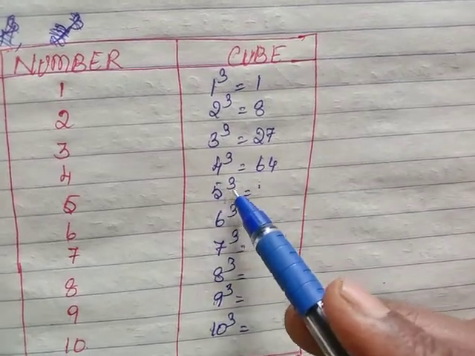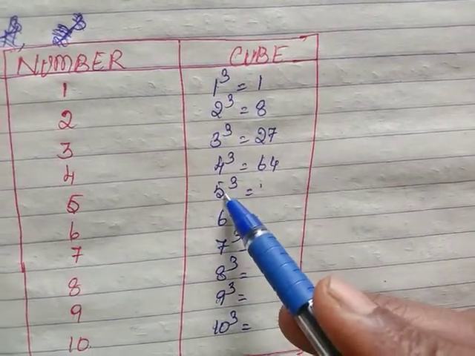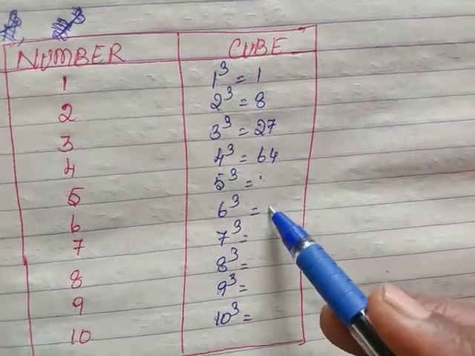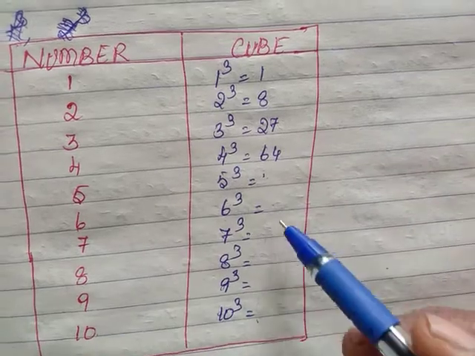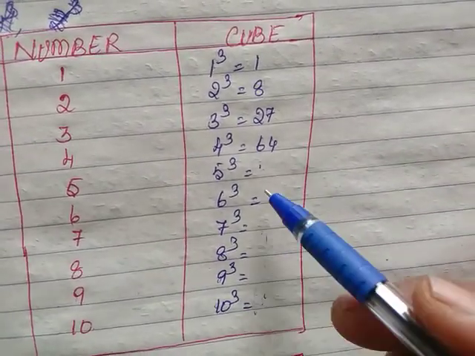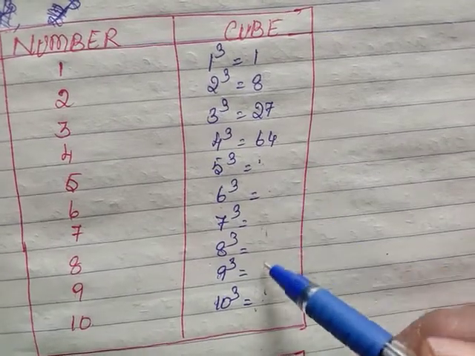5 cube, can you find out? 5 into 5 into 5. Multiply and write here. 6 into 6 into 6, multiply and write here. Like that, you will get all the cubic numbers when you multiply. So please do this work in your class work.